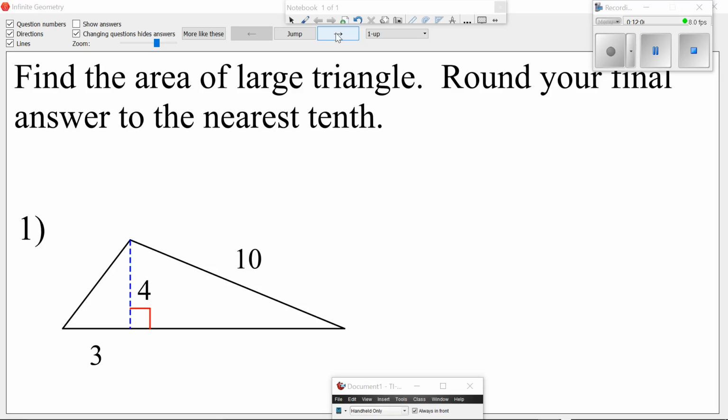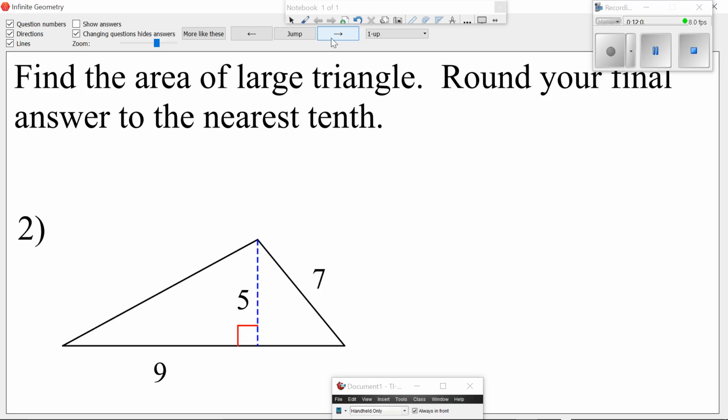Okay, number 2. It's basically pretty much the same thing. We're going to have to find the missing parts. You have a height, and you just need to find them all.